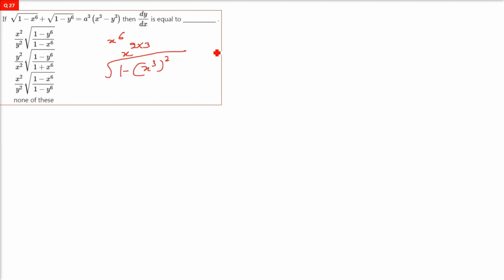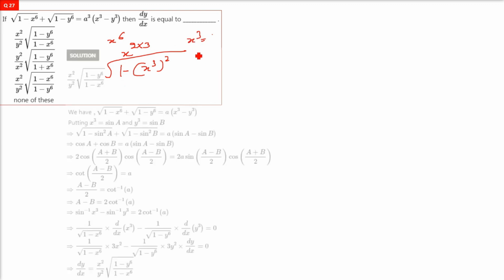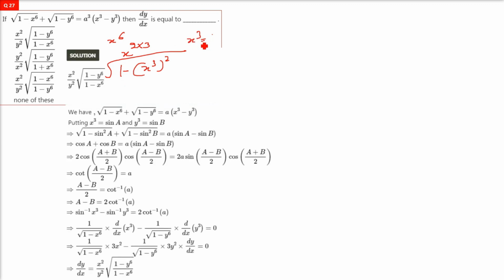Now square root of 1 minus (x^3)^2, we can take x^3 as, say, sin a. And when you have square root of 1 minus sin^2 a, it will be cos^2 a. So finally square root of cos^2 a will be cos a. So x^3, if you take it as sin a, it will be 1 minus sin^2 a. Square root of 1 minus sin^2 a will be cos^2 a. Square root of cos^2 a will be cos a.